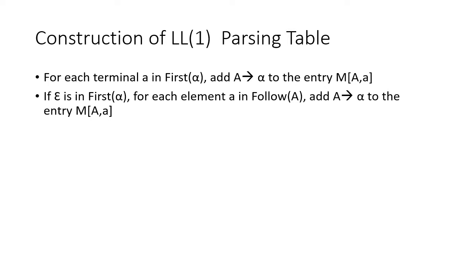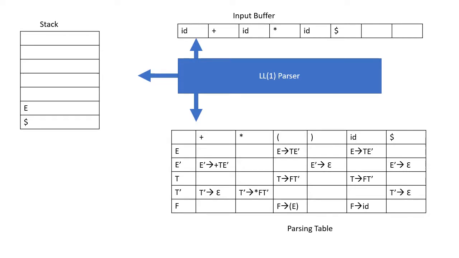For each terminal A in the first of alpha, we will add this production to this particular entry of the table. And if there is epsilon in the first of alpha, then we will look at every element in the follow of A, and we will add that production A derives alpha to those entries. Now let us look at the actual parsing, how it takes place.